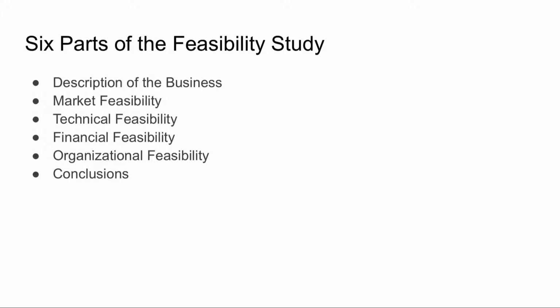What is it? So first, you need to know that there are 6 parts to a feasibility study. So quickly, those are the description, the market feasibility, the technical feasibility, financial feasibility, organizational feasibility, and your conclusions.